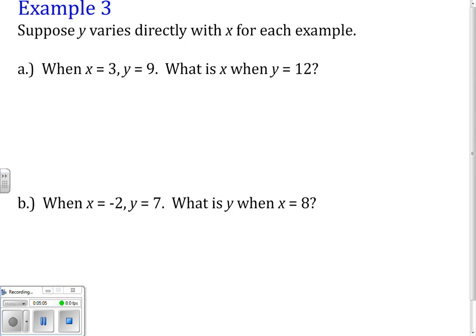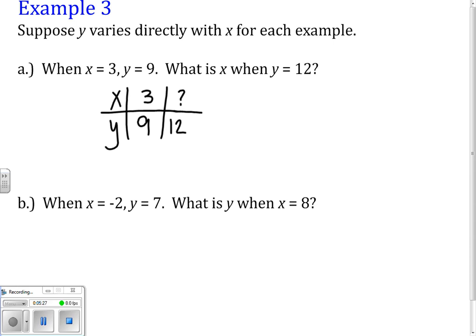Example 3. Example 3's directions change a little bit. Now they're saying, suppose y varies directly with x. So now we're not asking if it does, they're telling us it does. And when they do that, always start with a ratio box. Because again, we're going to use cross products and fill in what you know. When x is 3, y is 9. They want to know what is x when y is 12.